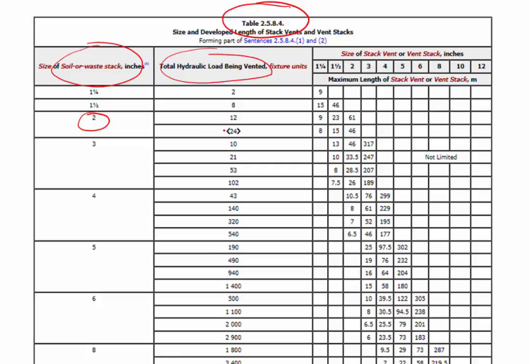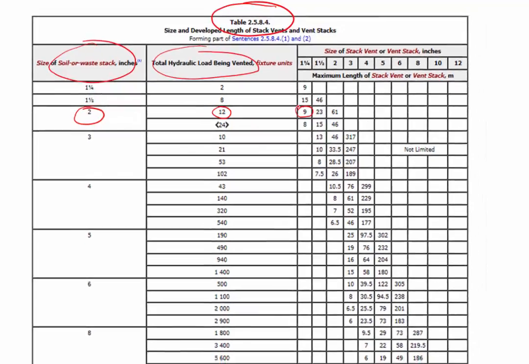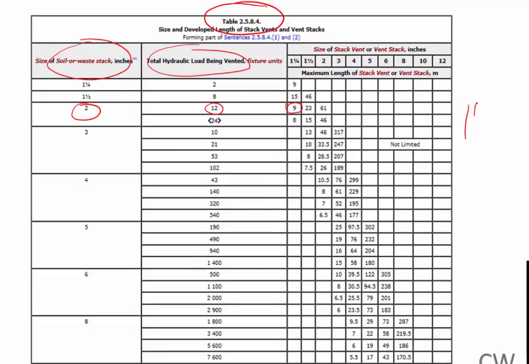We have two options, serving up to 12 fixture units or more than 12 but not 24. We have only 5 fixture units, so we'll take this category, keep going horizontal, and according to this table we could use 1.25 inches if the length of this stack vent under these conditions does not exceed 9 meters. So 1.25 inches initially, the size required by table 2584.